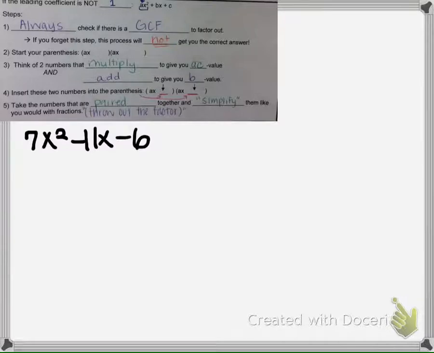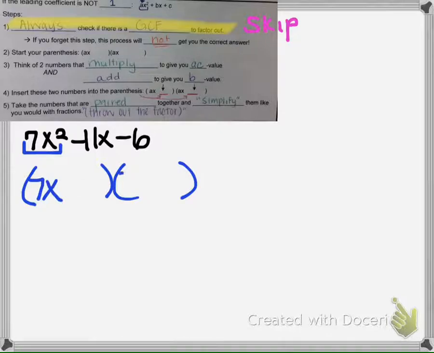Alright, so let's try another one out here. We need to look for a GCF. Is there a number that goes into 7, 11, and 6? No. And they don't all have a variable, or an x. So step 1, we're going to skip. There is no GCF. Then step 2 is we are going to start our parentheses, and we're going to take this and put it here and put it here.